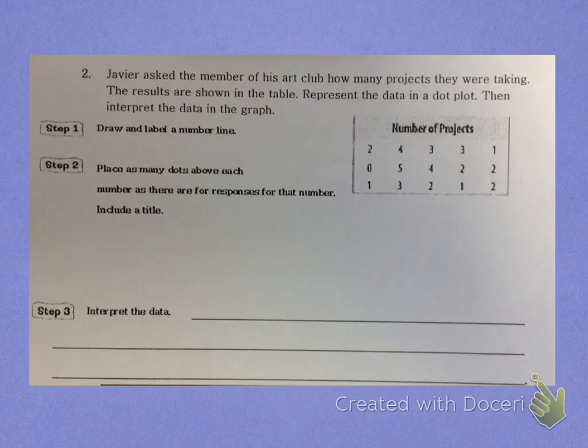So let's look at number 2. Number 2 says, Javier asked the members of his art group how many projects they were taking. Okay, so the results are shown in the table. Represent the data on a dot plot, then interpret the data. So remember our step 1. Our step 1 was to draw a number line. Then we need to look at our data and say, okay, the smallest number is 0, so I'm going to put a 0. The biggest number I see is 5, so I'm going to put a 5, and then fill in the spaces: 1, 2, 3, 4.